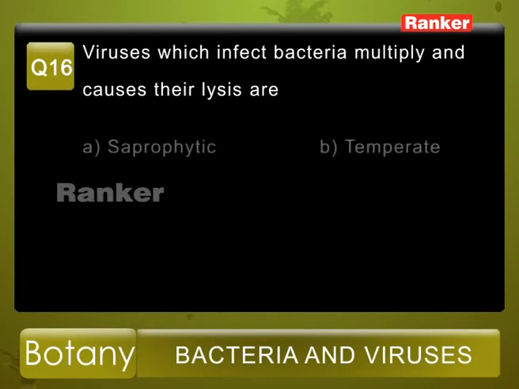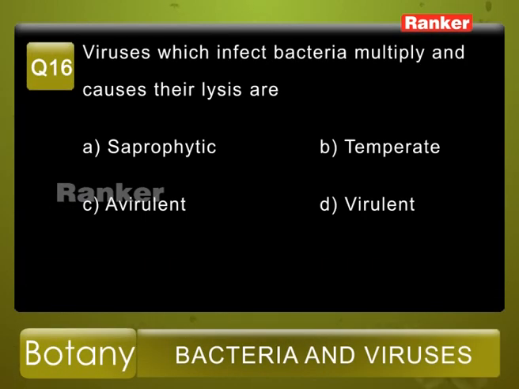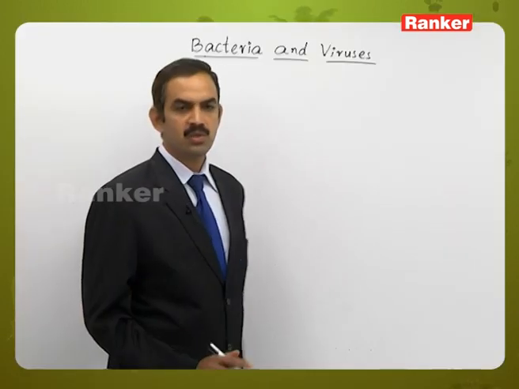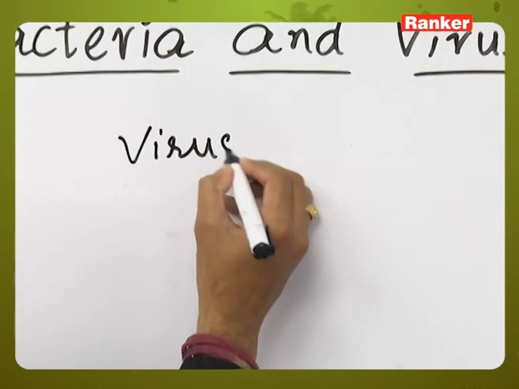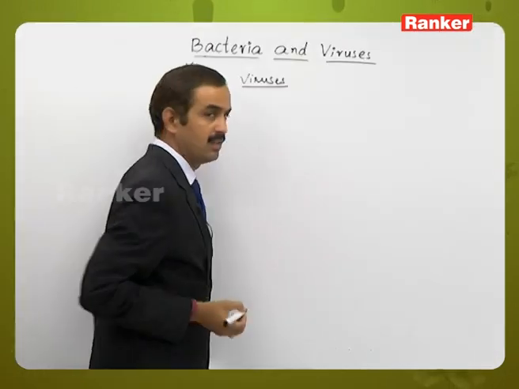Question number 16. Viruses which infect bacteria, multiply and cause their lysis are. The given options are A. Saprophytic, B. Temperate, C. Avirulent, and D. Virulent. So here it is the one which is related to viruses.